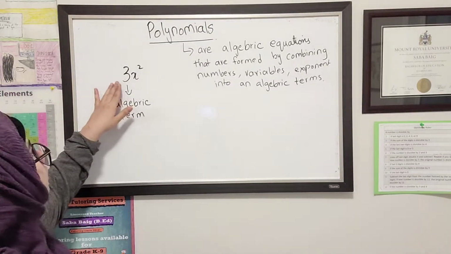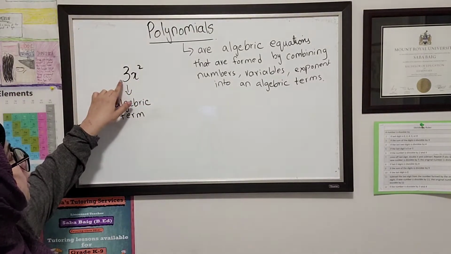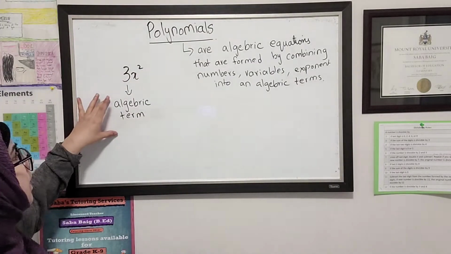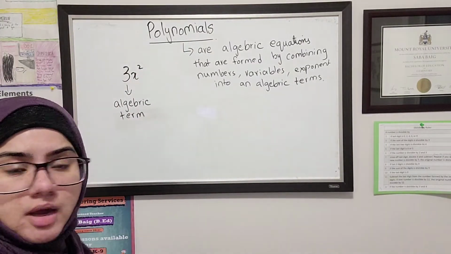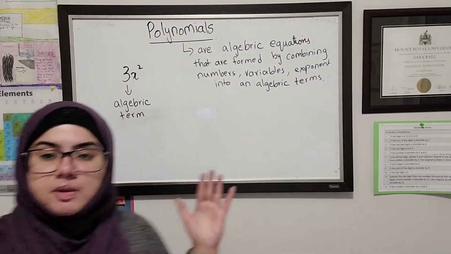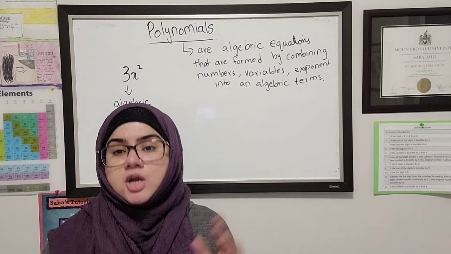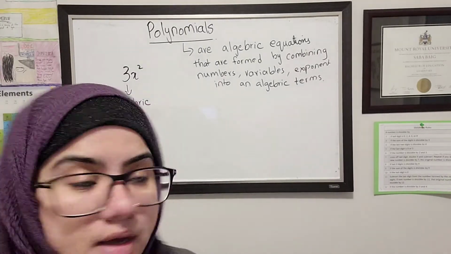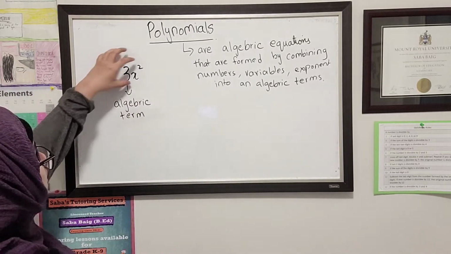So here I have written 3x squared. You see you have a number, you have a variable, you got an exponent over here. So this is called an algebraic term. Polynomials means when multiple algebraic terms come together. So we have names even for those polynomials. If this is only one term, this is called a term.